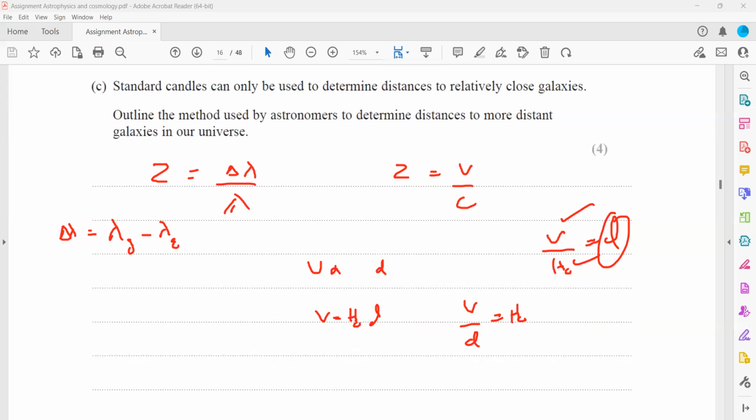So first we compare the wavelength we receive from the galaxy to the wavelength we receive on Earth. Then using the change in wavelength over the original wavelength, we work out the Doppler shift. From the Doppler shift, we find the speed of the galaxy. From the speed of the galaxy, using the Hubble constant or Hubble law, we work out the distance between us and the galaxy.